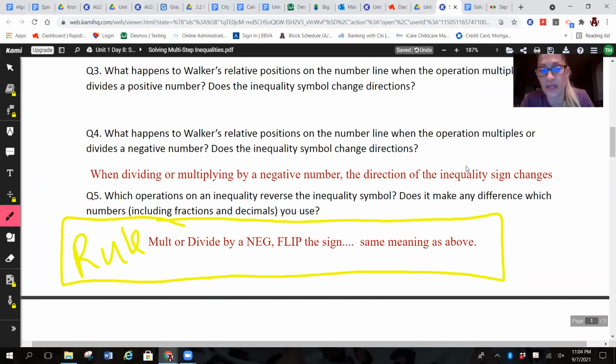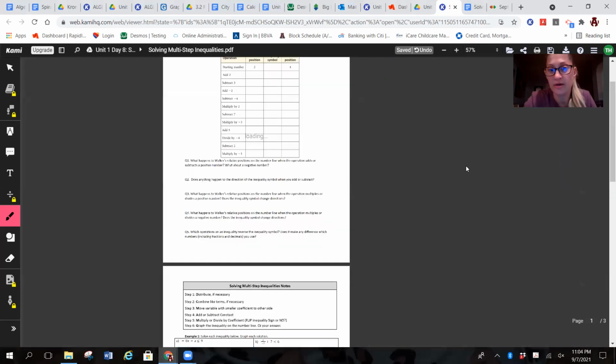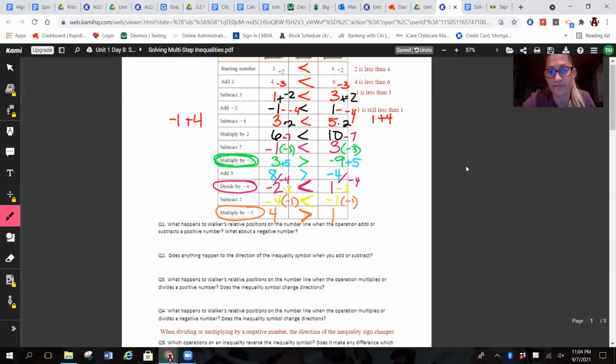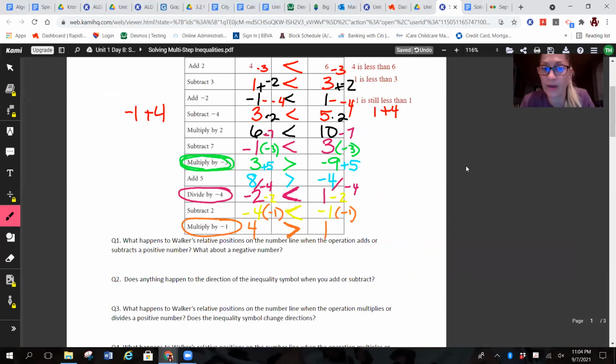When we're solving inequalities, multiplying and dividing by a negative changes the direction, flips the sign. And we can see why by our investigation. Every time we multiplied by a negative or divided by a negative, the sign changed because the number changed.